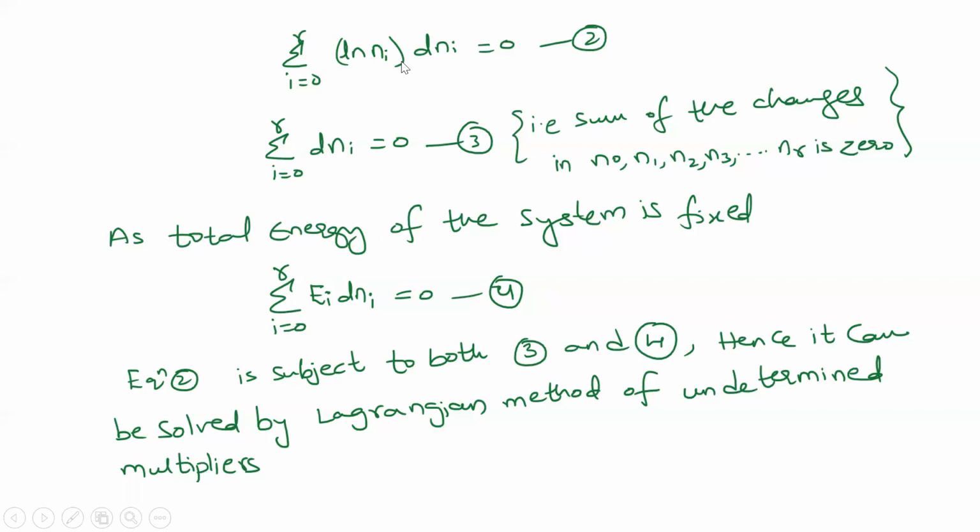Now here, equation 2 is subject to the third and fourth equations. This second equation is applicable with the constraints of the third and fourth. So it cannot exist by overruling these third and fourth equations. Hence, it can be solved by the Lagrange method of undetermined multipliers.